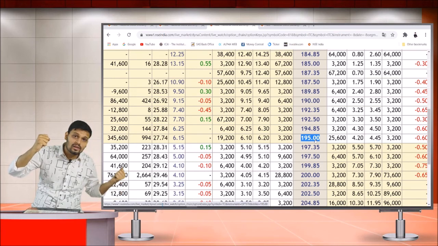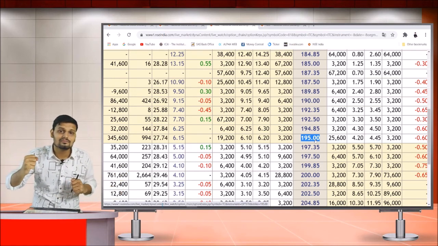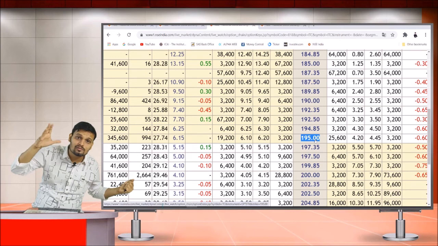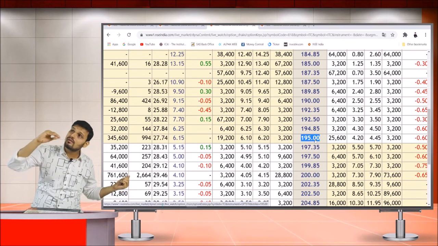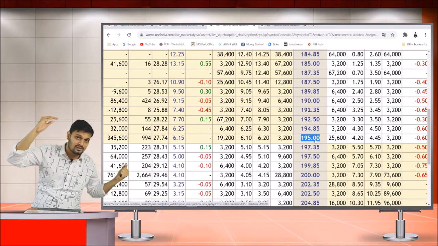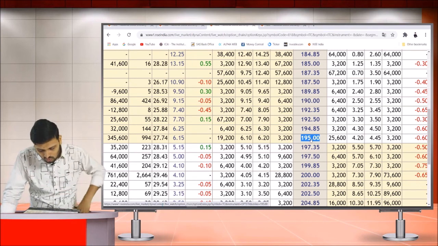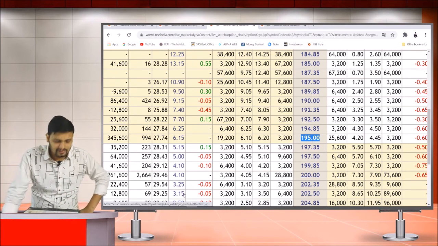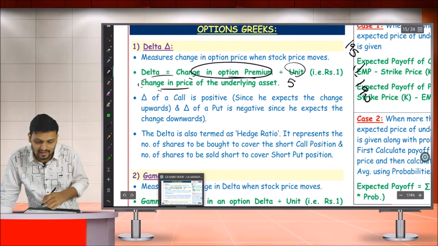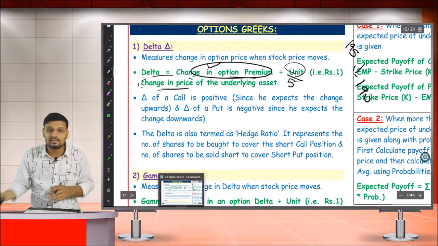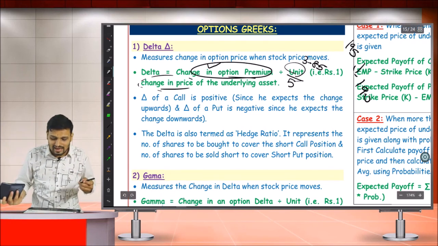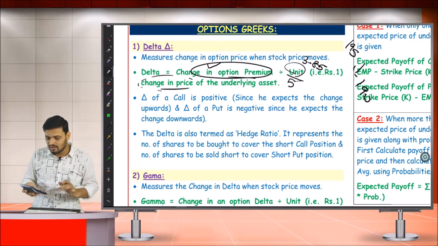So this is becoming more in the money, right? Right now it is at the money. Tomorrow when the price is increased to 200, it worked exactly as he expected. Who expected this? Call option buyer. So when it went up to 200, his premium will increase, correct? Let us say from 6.15, it increased to, let us say 10 rupees. In that case, 5 rupees is the unit change in price of underlying asset, and the change in option price was how much? 10 minus 6.15, 3.85. So delta is nothing but 3.85 divided by 5, 0.77.